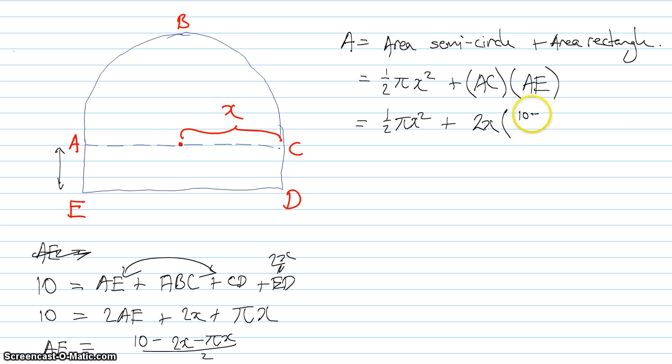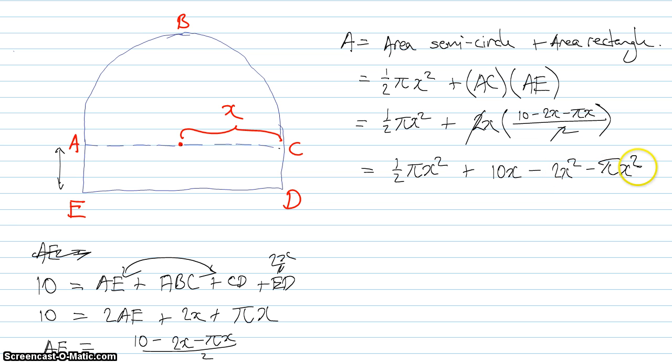So this is (10 take away 2x take away pi x) all over 2. And we can see straight away this 2 and this 2 are going to cancel out. We've just got an x now. So this is going to be a half pi x squared plus, then we've got x on the outside we still need to multiply in. So we get 10x take away 2x squared take away pi x squared. Fantastic. So actually you can see here we've got a half pi x squared minus pi x squared, so that's going to cancel out a little bit.